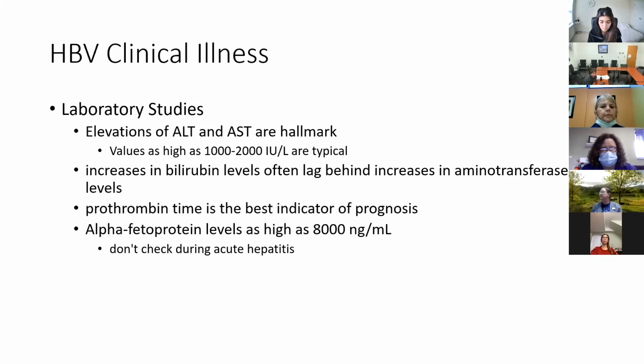In terms of lab tests, during acute hep B, transaminases are usually in the thousands and then declining over time. Bilirubin can be quite elevated. And if you ask who's going to go into liver failure, look at the PT/INR.